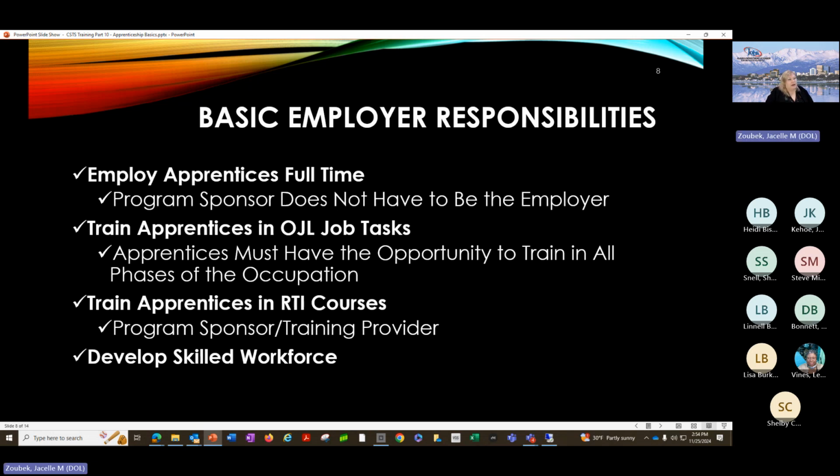So they have to have that opportunity to train in all the phases of the occupation. The program sponsor and the training provider have to determine if the apprentice is training in the RTI courses, so they are responsible for that.